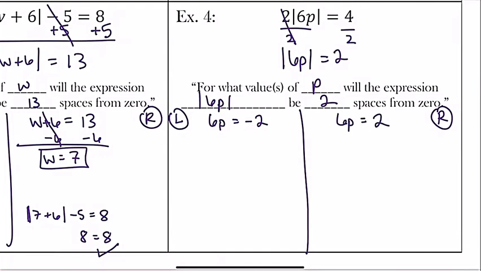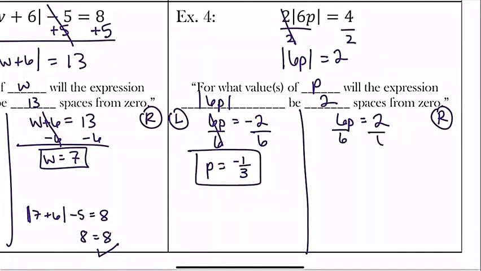And now we just solve for p. Here I'm multiplying by 6, so I divide by 6. And I would get p equals negative 1/3. And then over here, still multiplying by 6, still dividing by 6. And I get p equals positive 1/3.